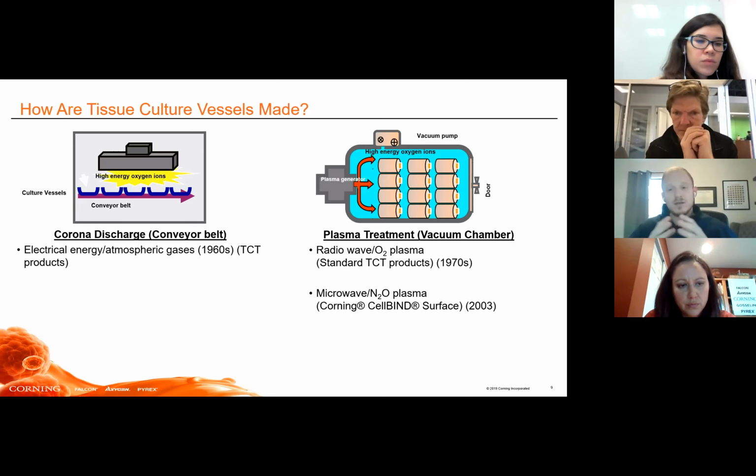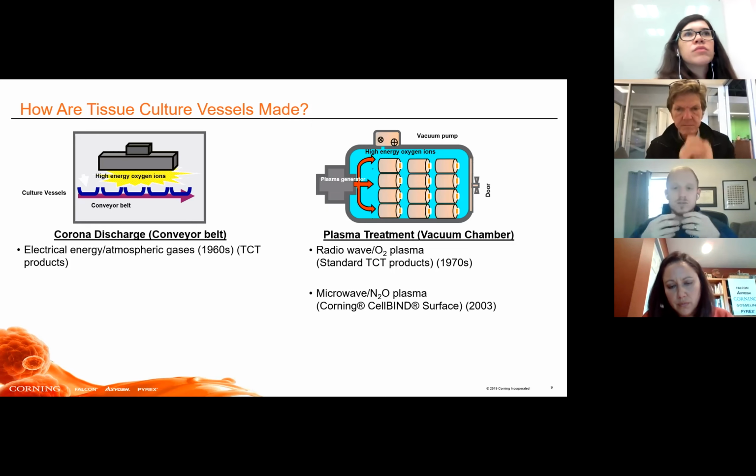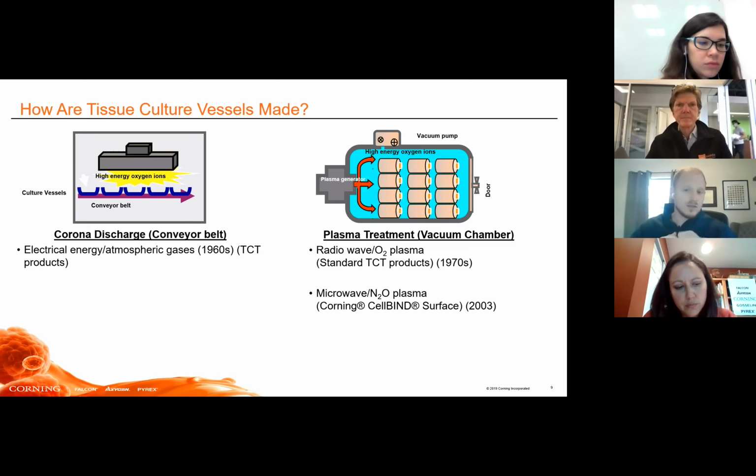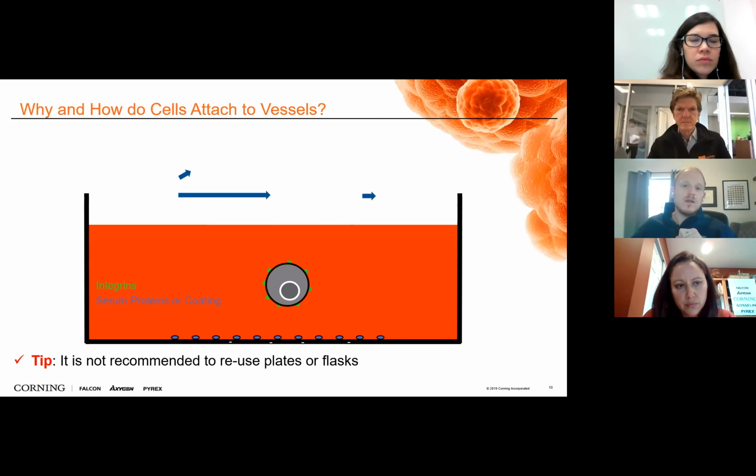The cell bind treated surface is very similar, but it utilizes microwaves instead of radio waves and N2O plasma to introduce that increased number of oxygen species into the polystyrene plastic backbone.